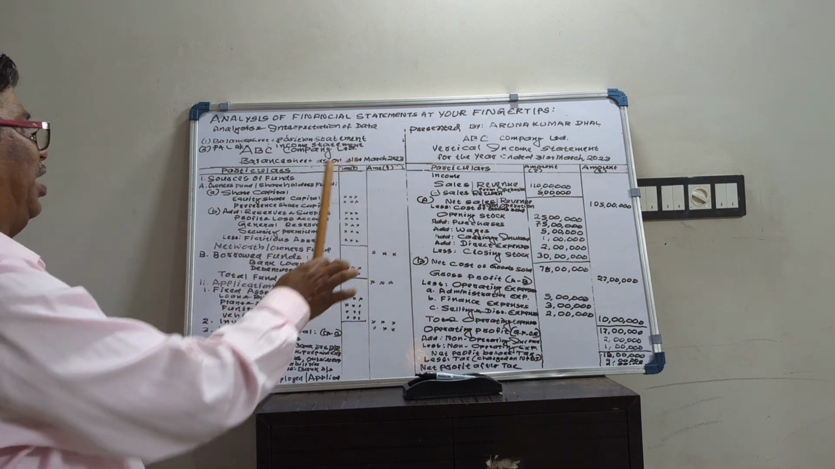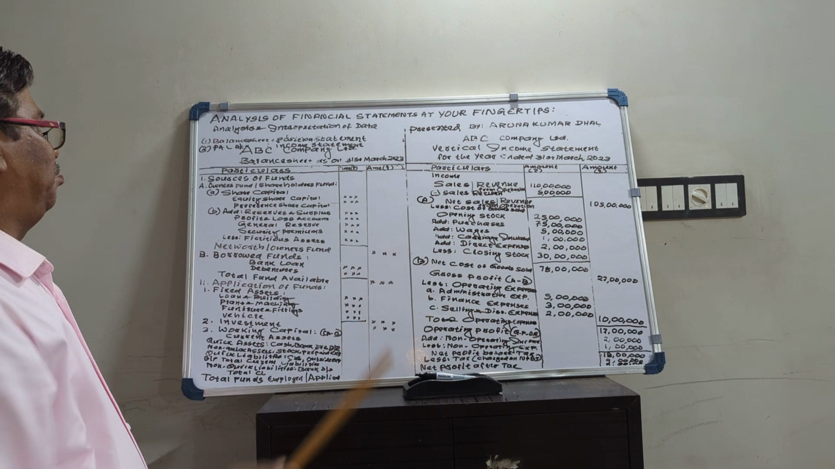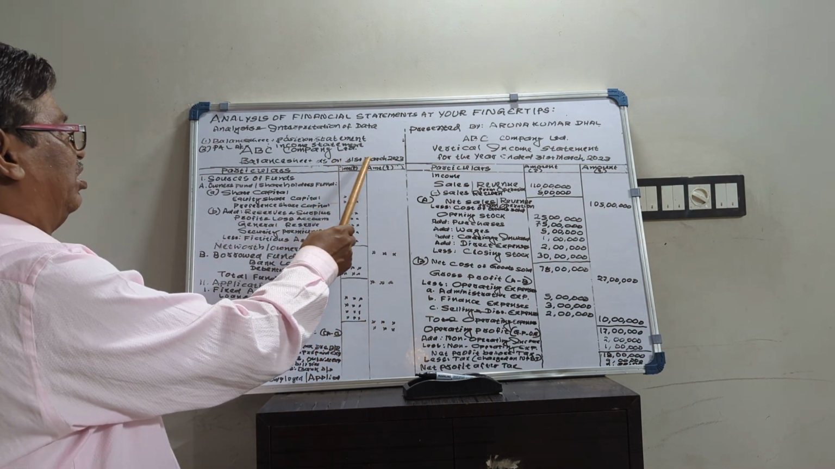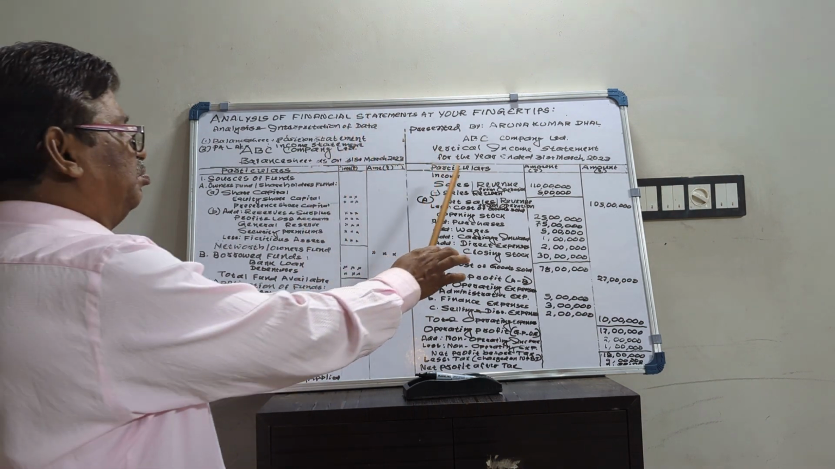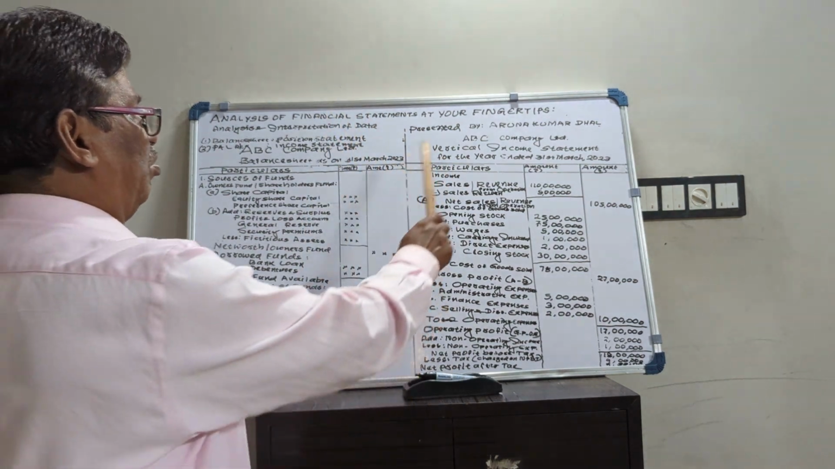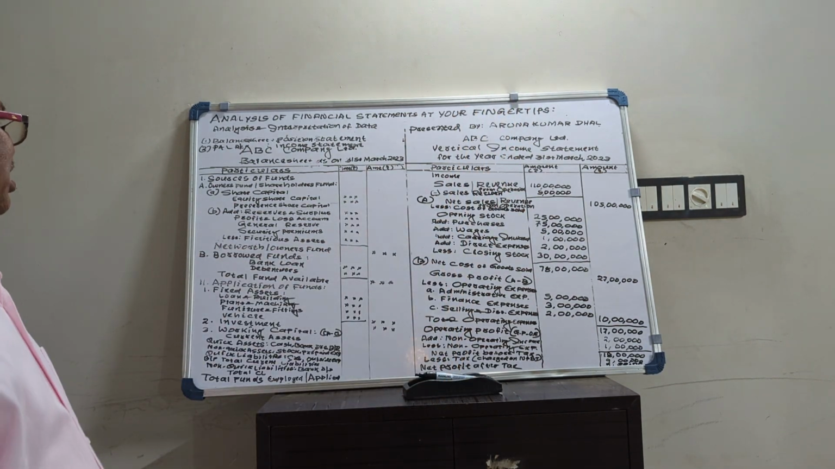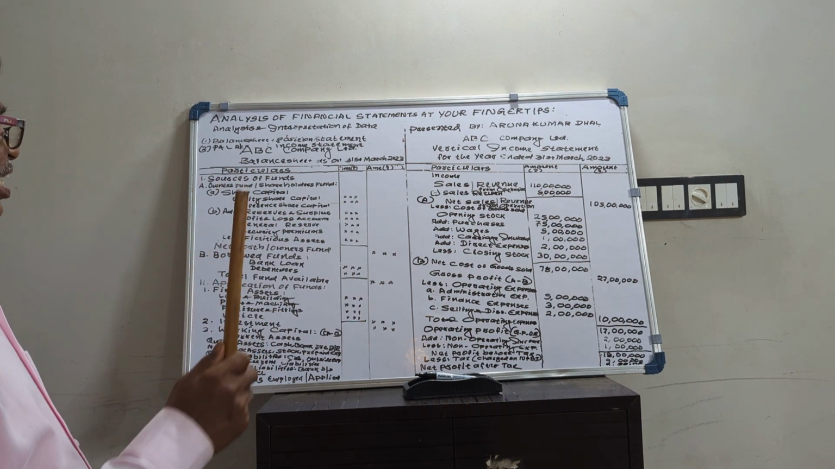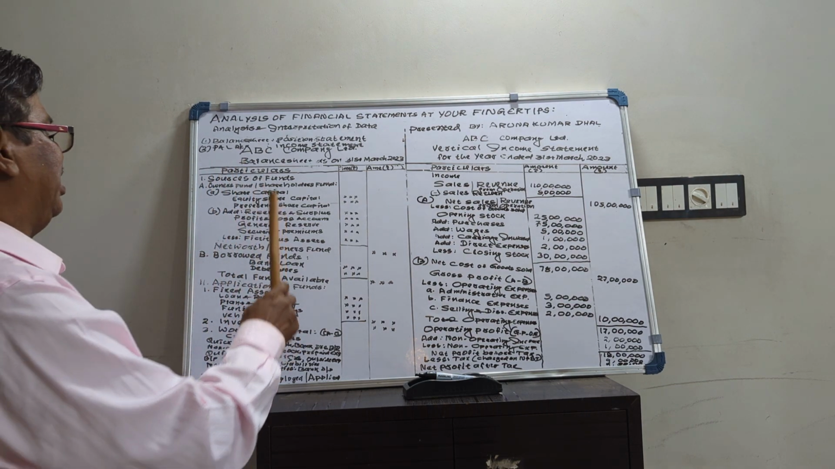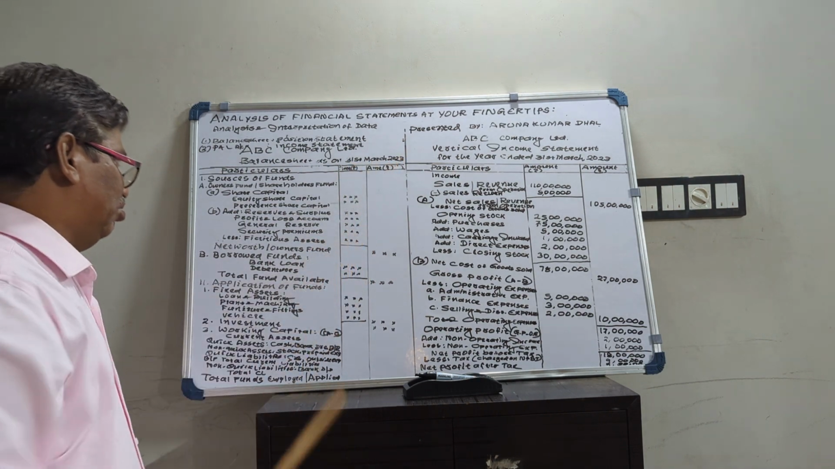Then we will prepare the balance sheet of ABC Company Limited as on 31st March 2023. You know, profit and loss is prepared throughout the year, that's why it is written "year ended 31st March 2023", but the balance sheet is prepared as on a particular date, generally at the end of the financial year, so it is written "balance sheet as on 31st March 2023".